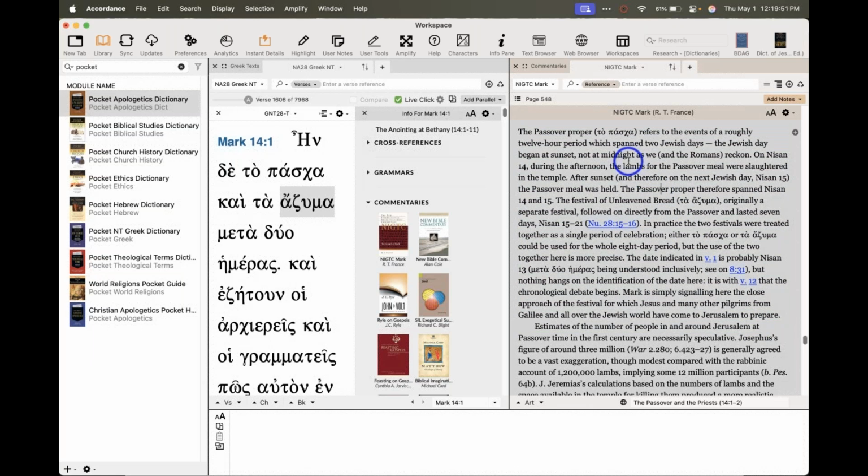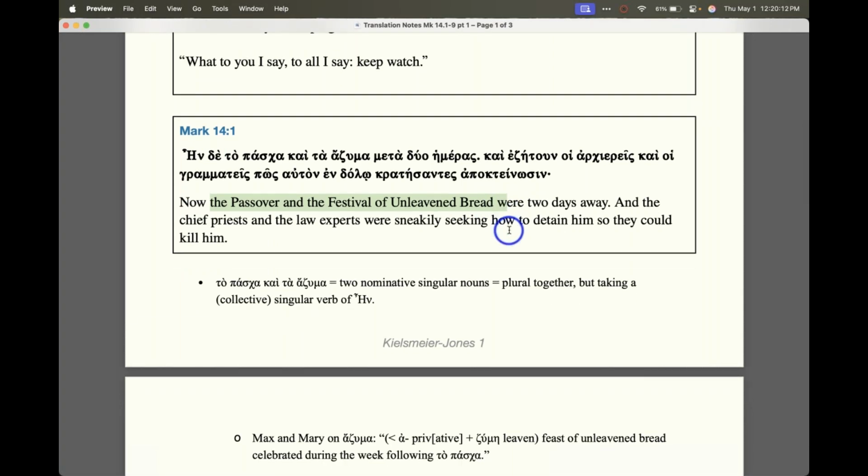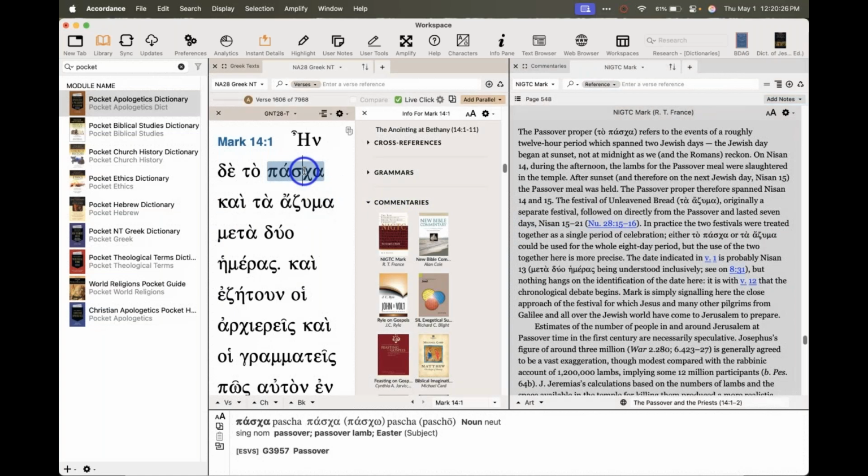Now, the real question, I think, there are two questions. One is, how do I translate this in the end? And two is, what is Mark doing right now? And so on the first question, I think something like the Passover and the Festival of Unleavened Bread were 2 days away, or you could treat this as a collective and use was 2 days away. And then the other question, what is Mark doing here? I think there's something in the pegging this to the time and to the festival that we want to just bookmark. In fact, even now, we might look for Passover and see how Mark uses it.